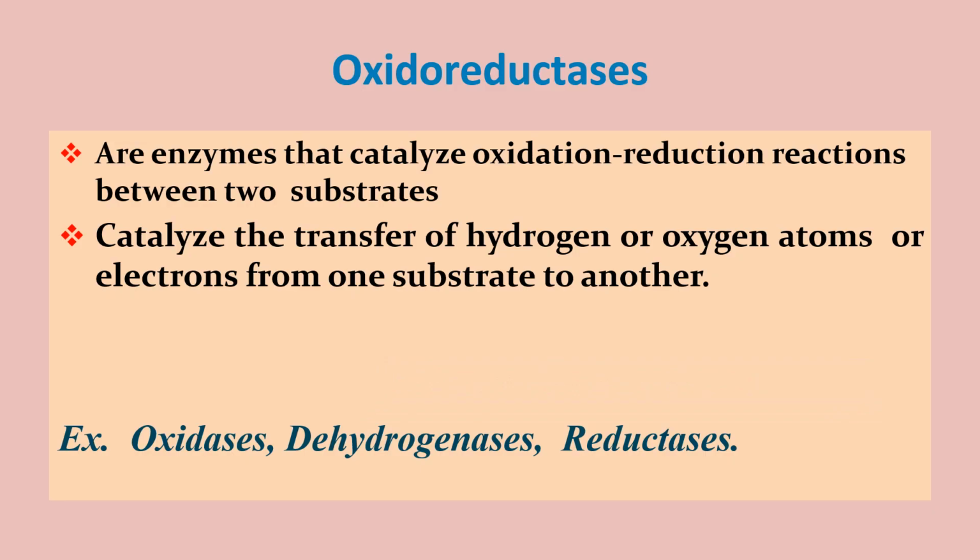Now, one by one, let us look at each one of these enzymes along with their examples. So here we see that oxidoreductases are enzymes that catalyze oxidation reduction reactions, as I mentioned earlier, between two substrates. So if the two substrates are A and B, we see that there is a transfer of hydrogen, that is oxidation and reduction reactions between one substrate and the other. Examples are oxidases, dehydrogenases and reductases.